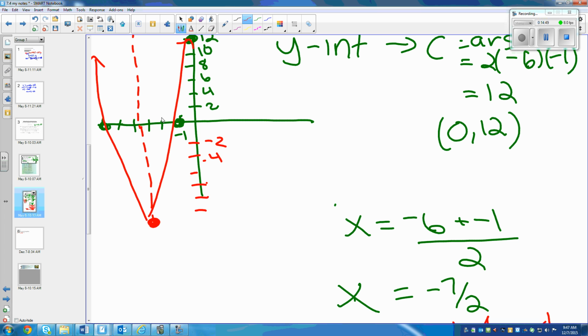So, new things, kind of. Finding your x-intercepts and using them to graph. Finding your axis of symmetry, that's new, and finding the vertex using the axis of symmetry, that's brand new.